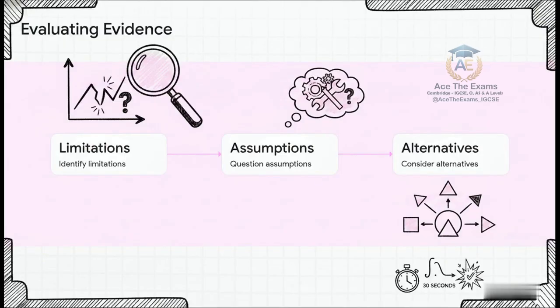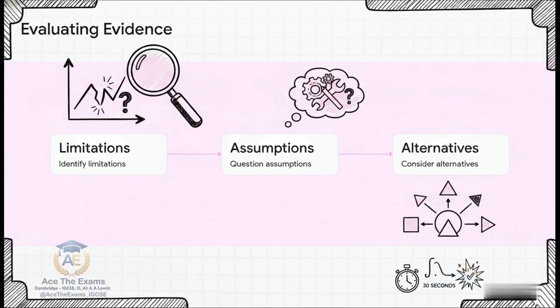Step 1, identify the limitations. Does your mathematical model actually hold true for all values of x? Step 2, question your assumptions. Did you accidentally assume a constant rate of change in a scenario where one absolutely doesn't exist? Step 3, consider alternative interpretations.